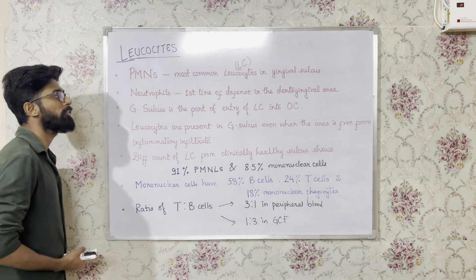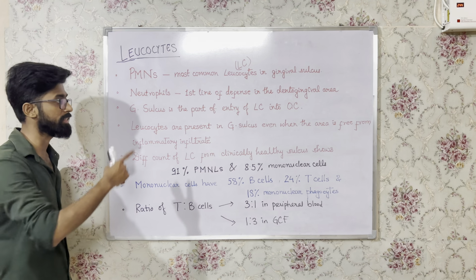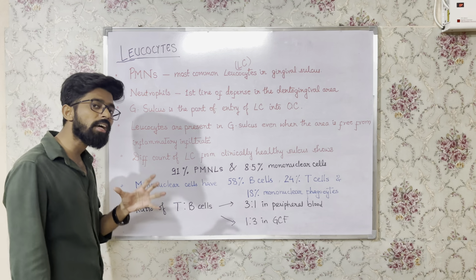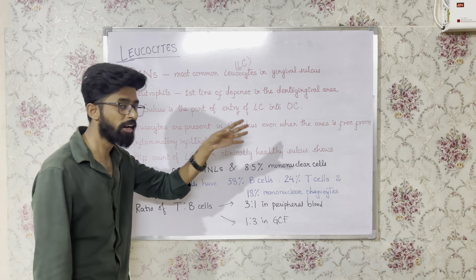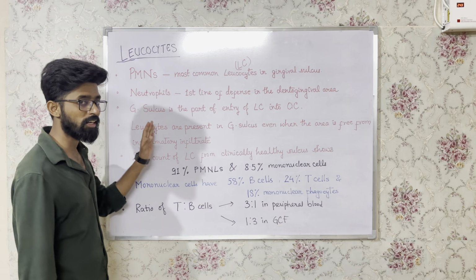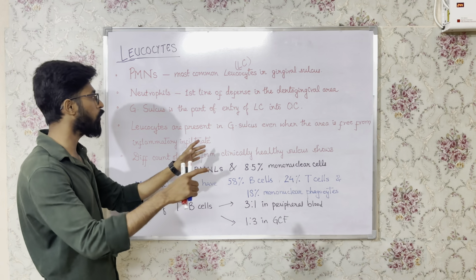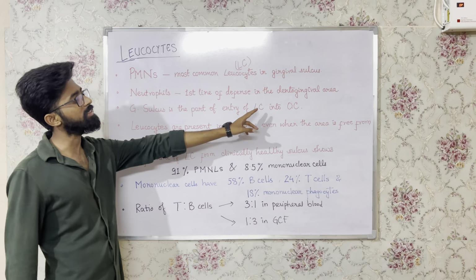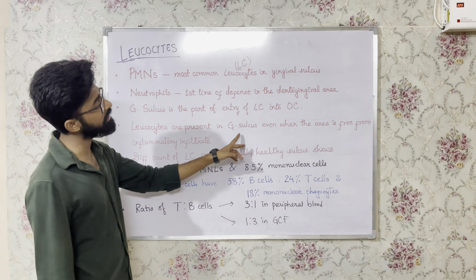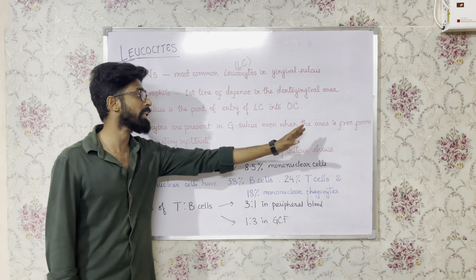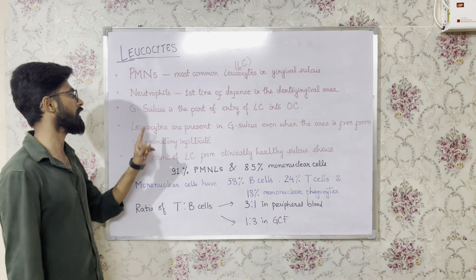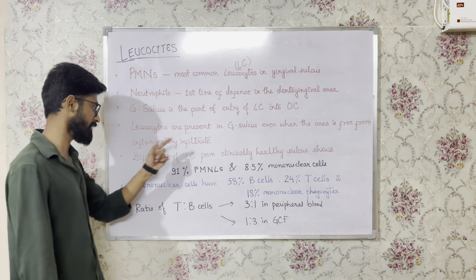Second, neutrophils are the first line of defense in the dentogingival area. Third, gingival sulcus acts as the portal for entry of leukocytes into the oral cavity, right? Gingival sulcus is the gate or port of entry of leukocytes into the oral cavity. Leukocytes are present in the gingival sulcus even when the area is free from inflammatory infiltrate. Means even if there is no inflammation, leukocytes are present in the gingival sulcus.